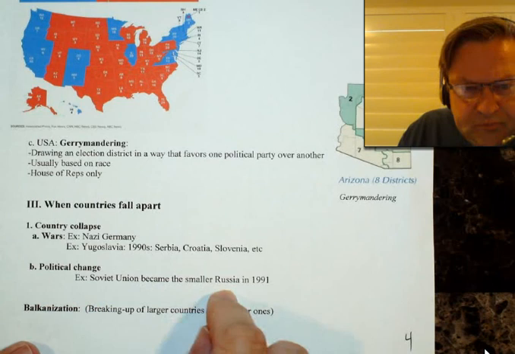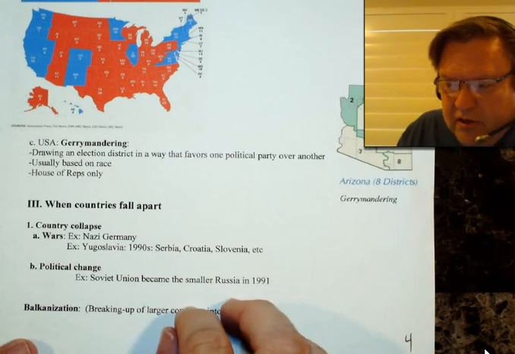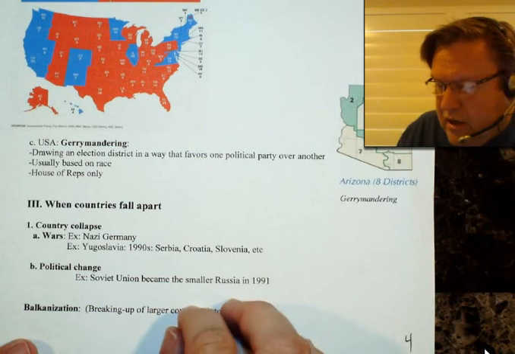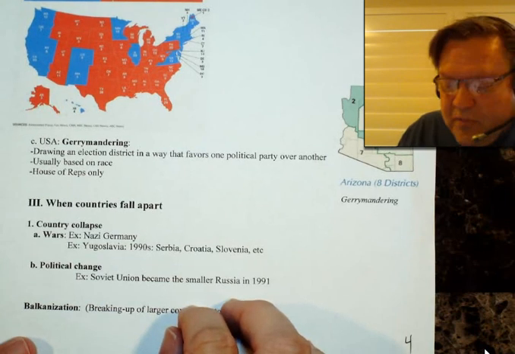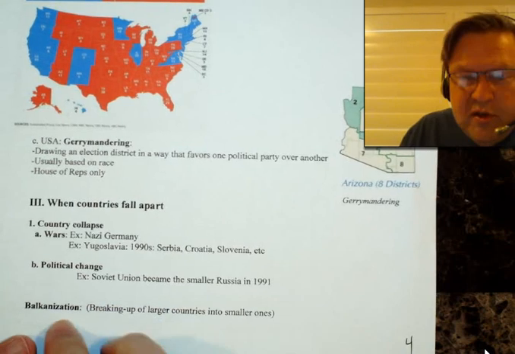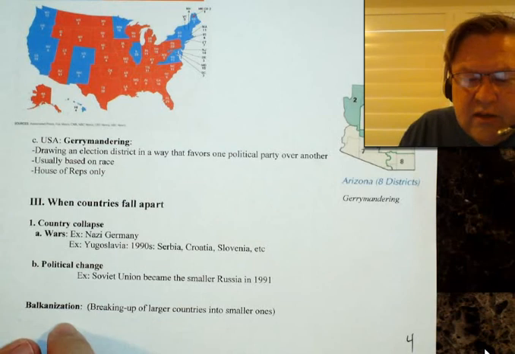Other things can cause countries to collapse, including disasters. Hopefully not viruses, but we'll see, right? The balkanization is an important term. That means when countries break into smaller ones. That's the kind of thing you might see on that 45-minute test.